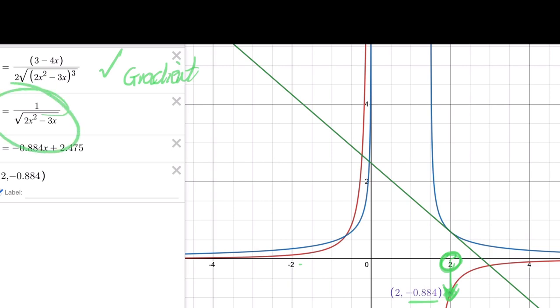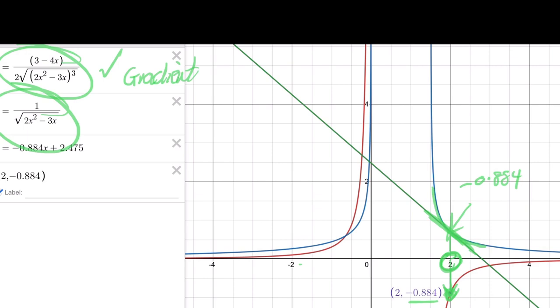So what it means, again, is that this blue graph here, which is now a little bit green, sorry, has a gradient at the point of 2. Its gradient is negative 0.884. And this is telling me the instantaneous rate of change when x is equal to 2. And that's what the derivative is useful for. I can use this function to tell me the gradient or the rate of change at any point of x.